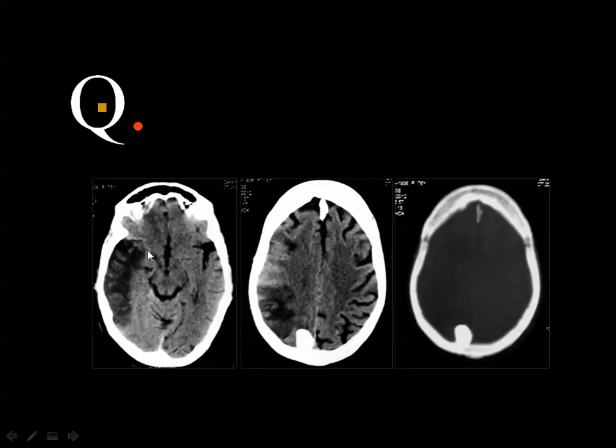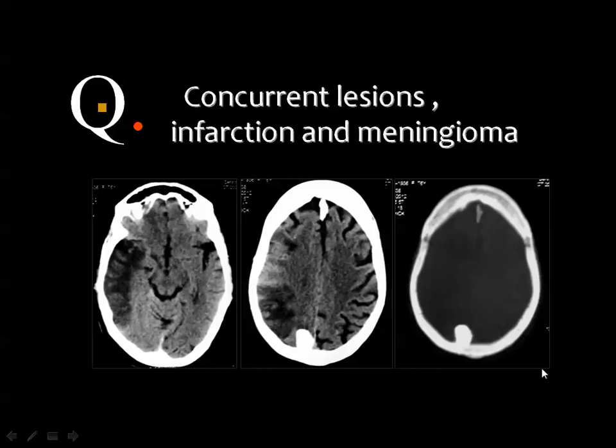But the main complaint is this one. Then you may discover incidentally a calcified meningioma in a patient who is examined for any other reason, and this is known as concurrent lesion. Concurrent, yeah, two lesions that are discovered, one incidentally and one is responsible for the patient complaint.